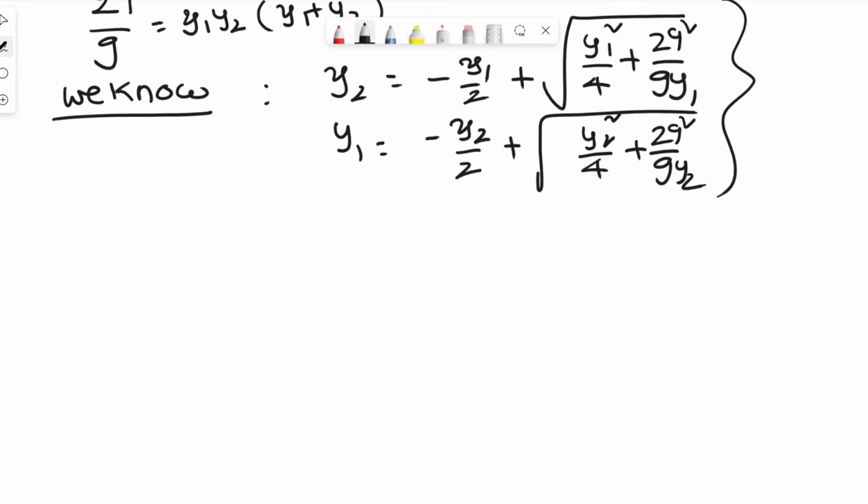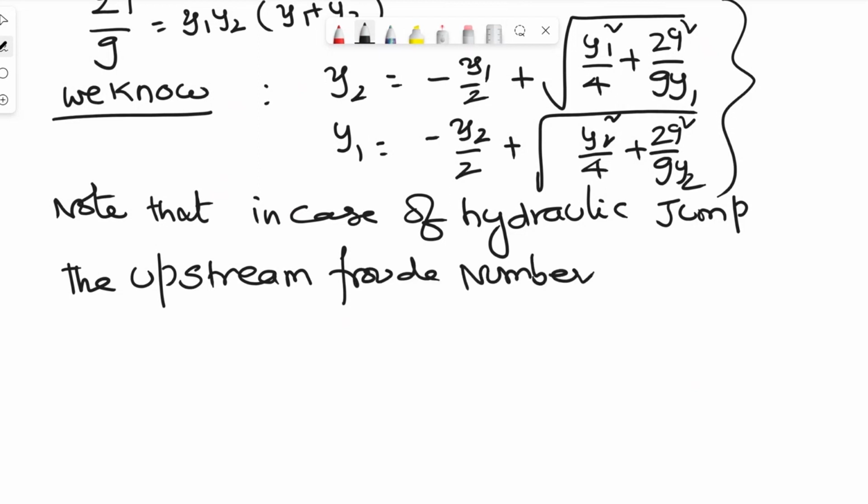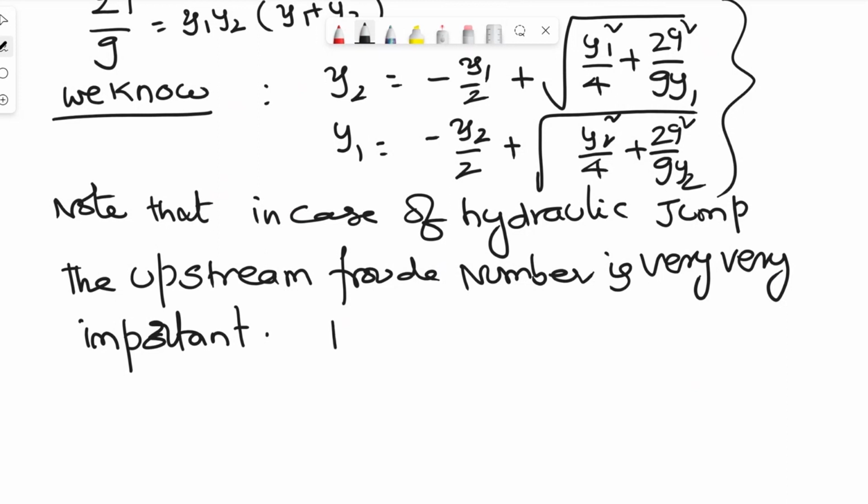Now they want it expressed in terms of Froude number. Note that in case of hydraulic jump, the upstream Froude number is very important. The reason being the upstream is a supercritical flow and downstream is subcritical flow. So the upstream Froude number is very, very important. Nobody will talk about the downstream Froude number. So FR1 is important, FR2 is not important at all. The entire hydraulic jump characteristics depend only on FR1, not on FR2. Please remember, it is only the upstream Froude number that governs the entire hydraulic jump characteristics.